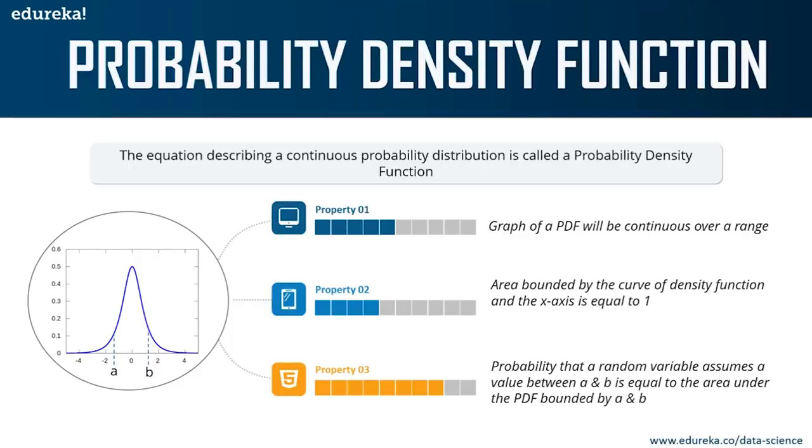Property number 3 is that the probability that a random variable assumes a value between A and B is equal to the area under the PDF bounded by A and B. What this means is that the probability value is denoted by the area of the graph. So whatever value you get here is the probability that a random variable will lie between the range A and B. I hope all of you have understood the probability density function. It's basically the probability of finding the value of a continuous random variable between the range A and B.